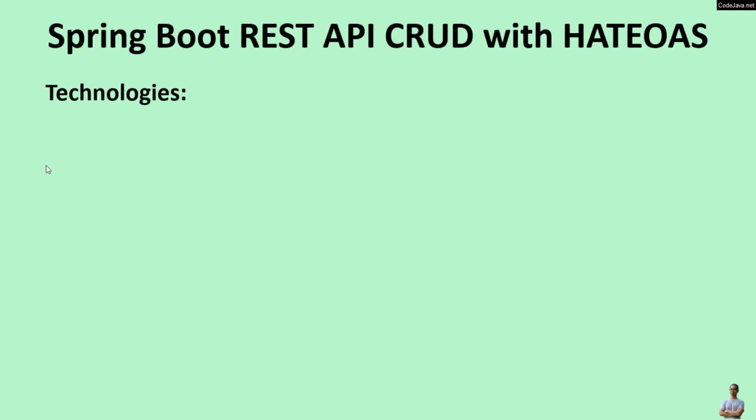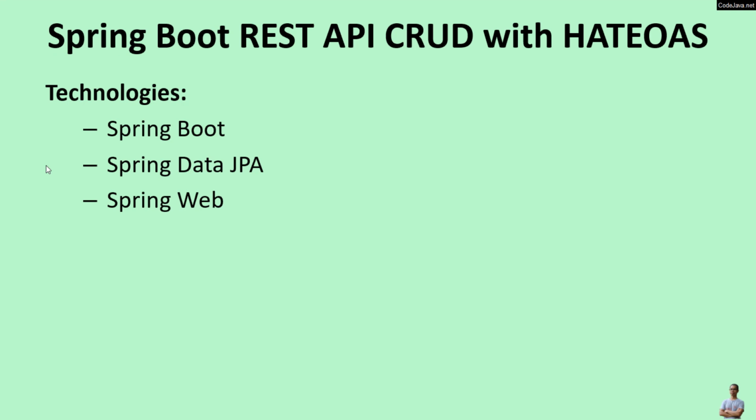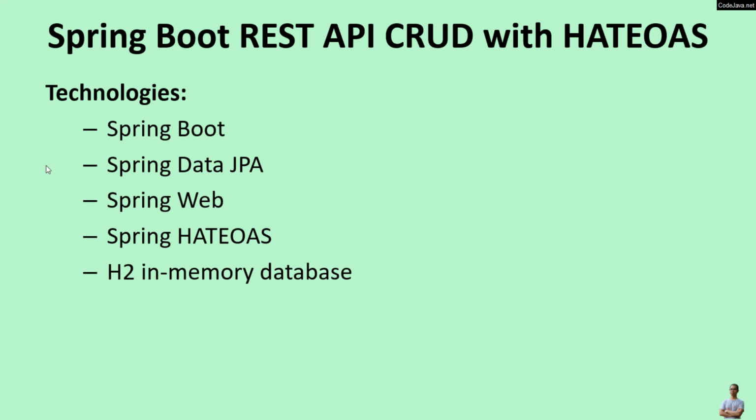And in the next few minutes, I'll walk you through the development of a Java project based on the following technologies: Spring Boot that simplifies the development of Spring-based applications, Spring Data JPA that simplifies the coding of the data access layer, Spring Web that simplifies the coding of RESTful web services, Spring HATEOAS that eases the creation of links for REST APIs, and H2 in-memory database.